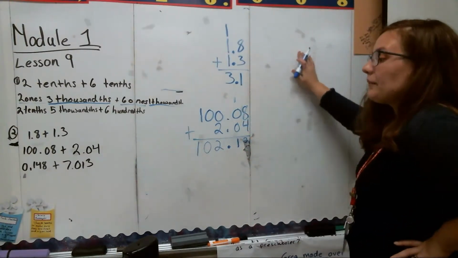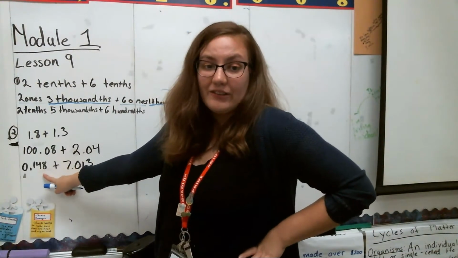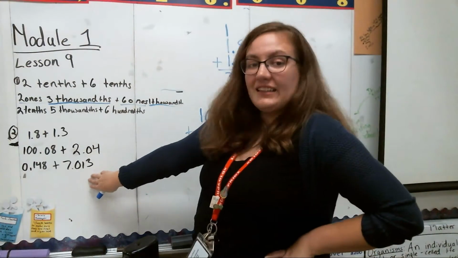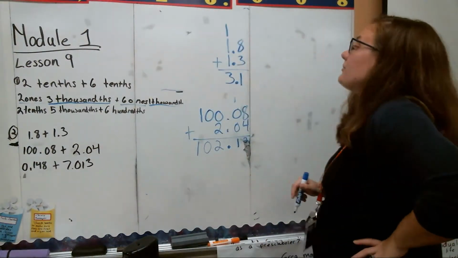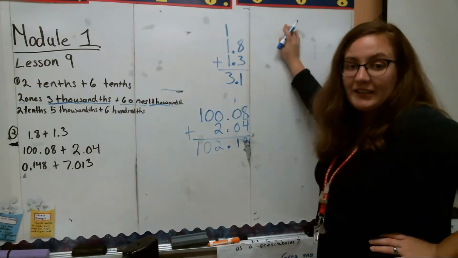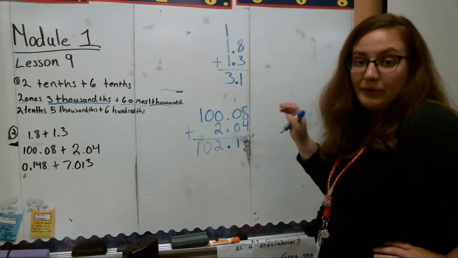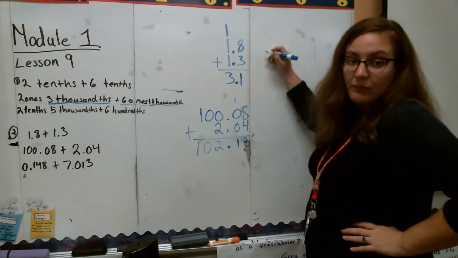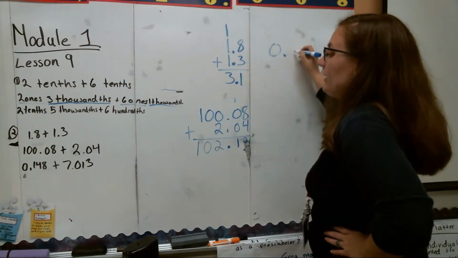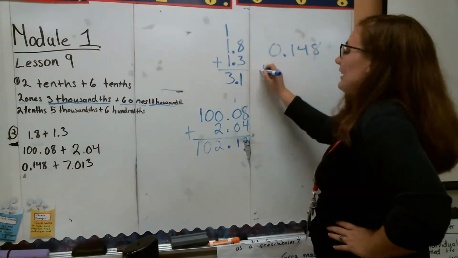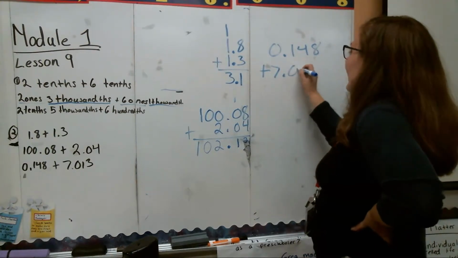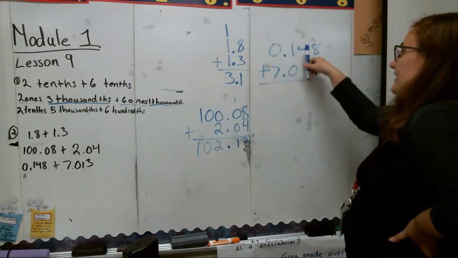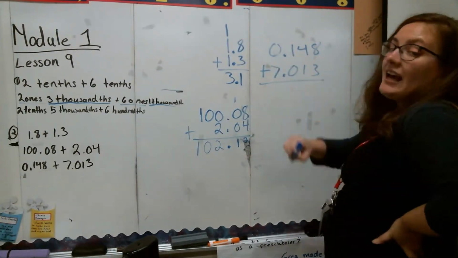And for our final problem, we're going to be adding up 148 thousandths plus 7 and 13 thousandths. I would like you to try and stack these up on your own and then solve these problems. All right, again, you should have paused the video and solved that problem by stacking them up on your own and then adding. And now we are going to do this together. So I have 148 thousandths plus 7 and 13 thousandths. Remember, all my place values need to be lined up. So I have my thousandths, my hundredths, my tenths, my decimals, and my ones place.